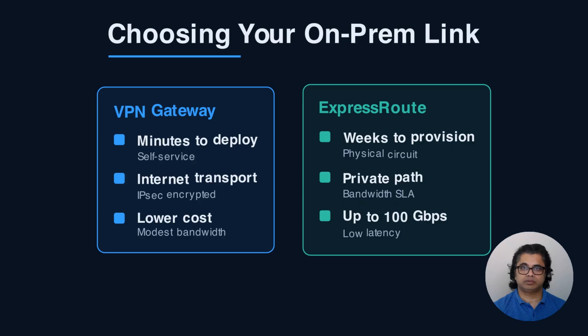ExpressRoute as primary with a VPN gateway as automatic failover, which gives you the private path plus a cheap insurance policy. Inside Azure, none of this changes peering. Peering stays the answer for VNet to VNet every time.